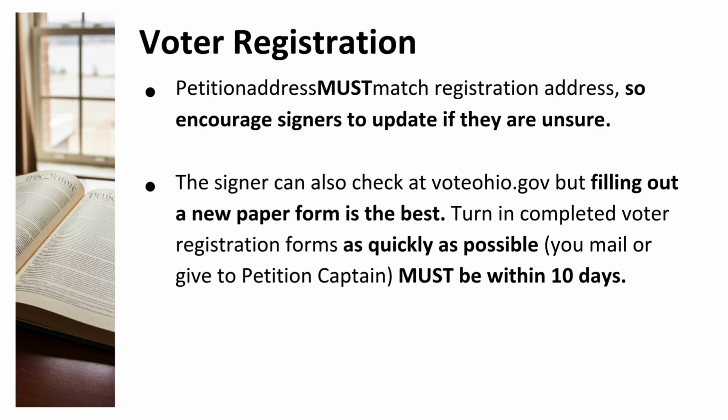Petition addresses must match registration address, so encourage signers to update if they are unsure. We've talked about this. Okay, the signer can also check at voteohio.gov, but filling out a new paper form is best. Turn in the completed voter registration as quickly as possible within 10 days.